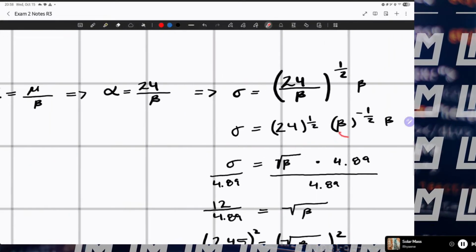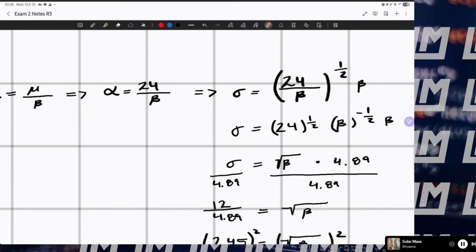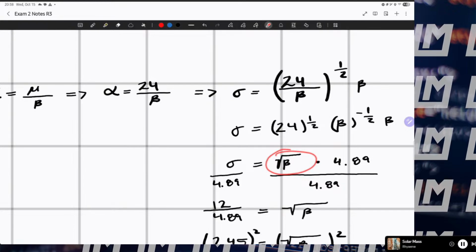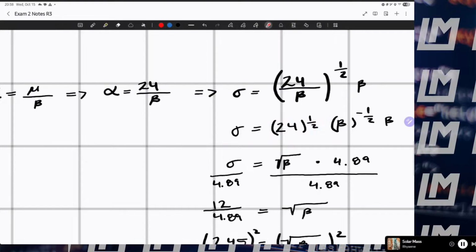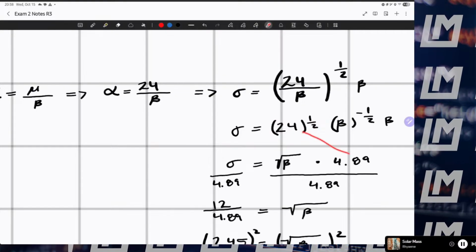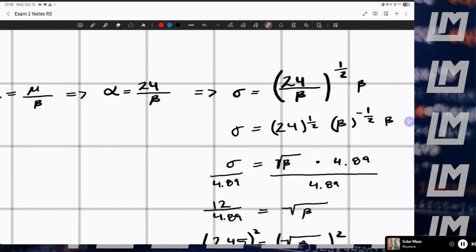Now we have 2 like terms that we can combine. This is negative, this is positive. Now you only have a simple beta that's on a square root, and you solve for 24 square root, then you get 4.89.